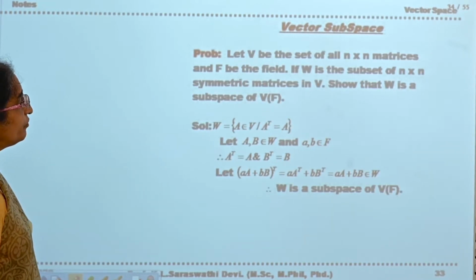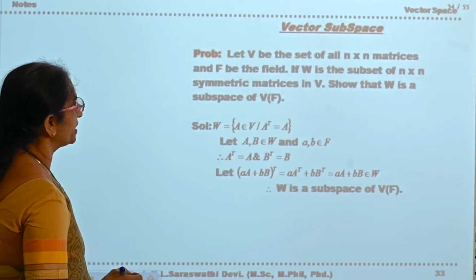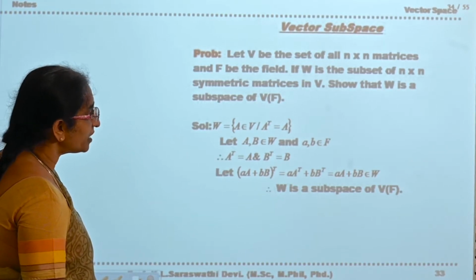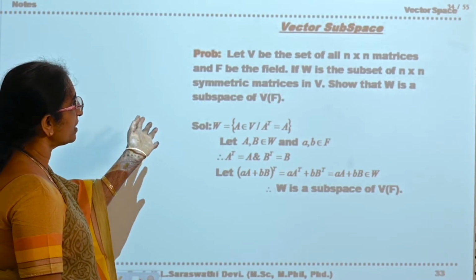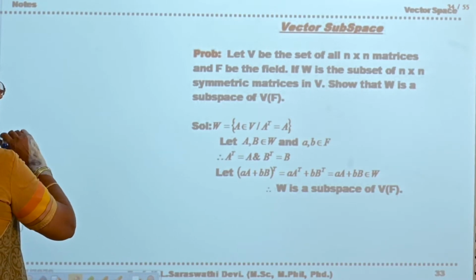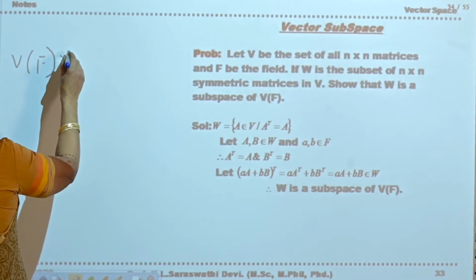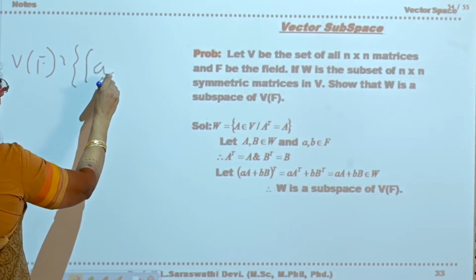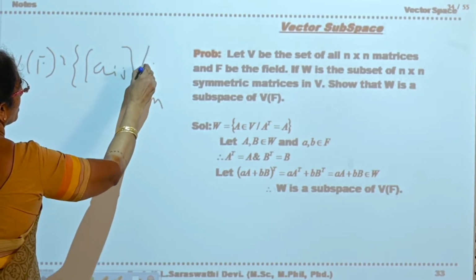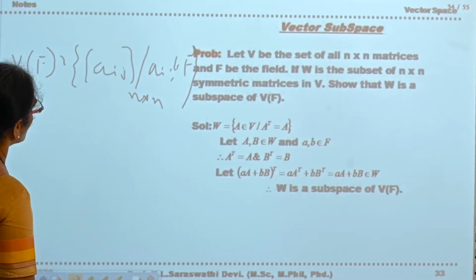Let V be the set of all n by n matrices and F be the field. W is a subset of n by n matrices such that the matrix is symmetric. Show that W is a subspace of V(F). Now see, what is V(F)? V(F) is the set of all n by n matrices. We will represent it like this, n by n, where aij belongs to F.